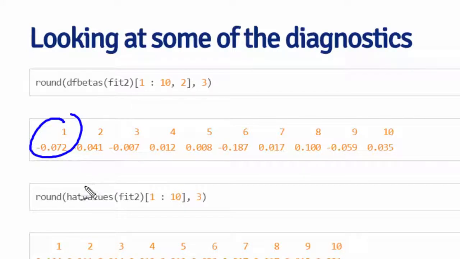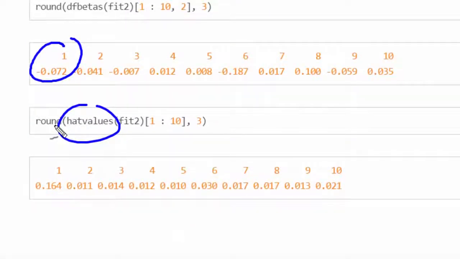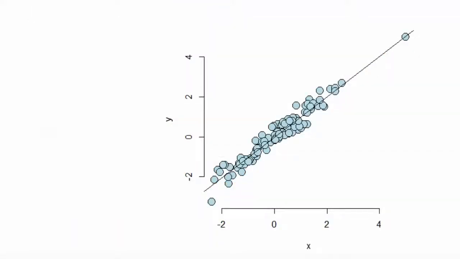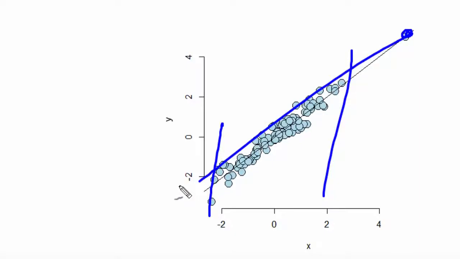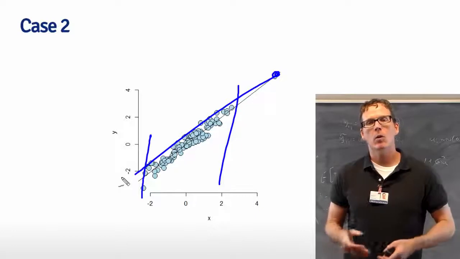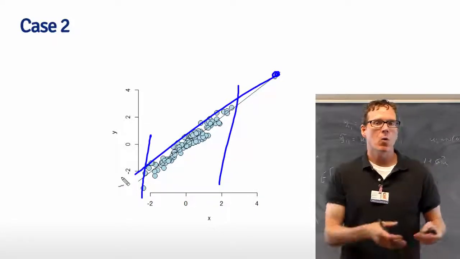However, if you look at the hat values, this has a much larger hat value than all the other points, a factor of 10 more than most of the other points. Why? Well, if we go back, what we see is that this point is outside of the range of the x values, but it does adhere to the regression relationship. So it's going to have a large leverage value, but not a large DF beta or DF fits or some of these other things.